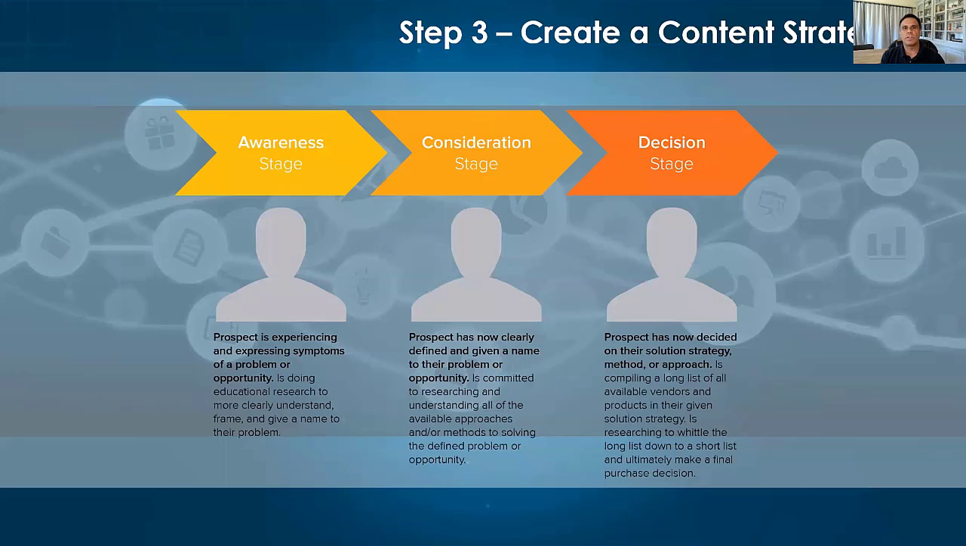Consideration is doing the research to find all the different possible solutions to the problem. They've given a clear name to their problem or the opportunity, and they're doing their research to find out all the possible solutions. During the decision stage, they know what solutions are out there. They know which ones they generally want to choose. Now they have to decide who is going to be the problem solver. Who are they going to use to solve this problem for them? So they're ready to buy. They're just doing the research to decide who they're going to spend their money with, right? So these are the basic buyer journey stages.